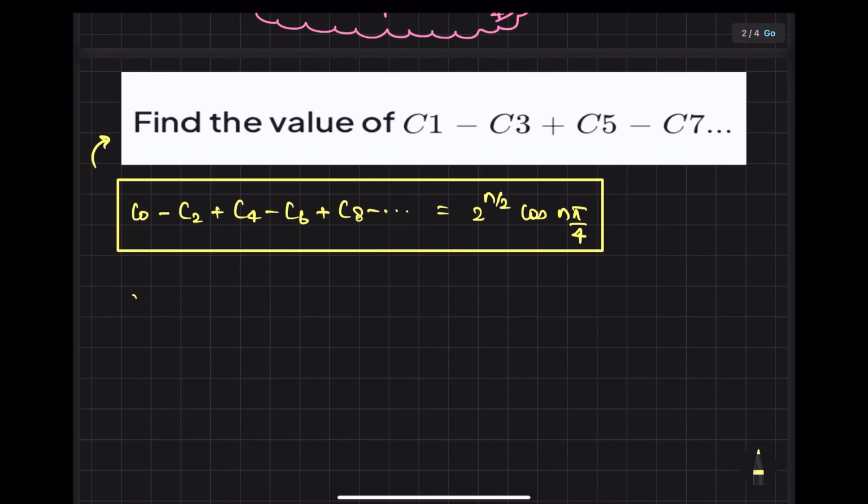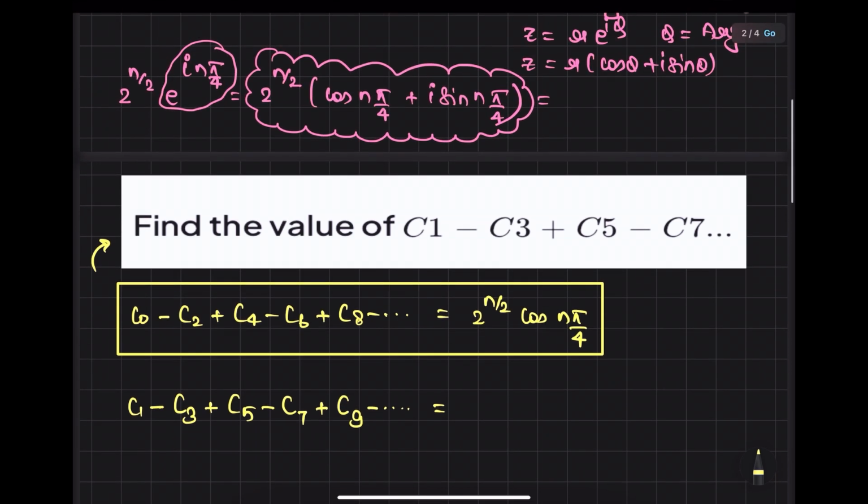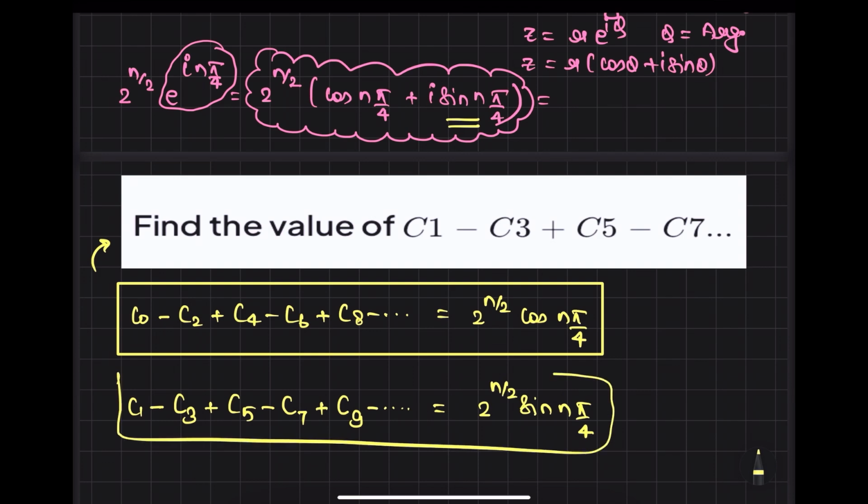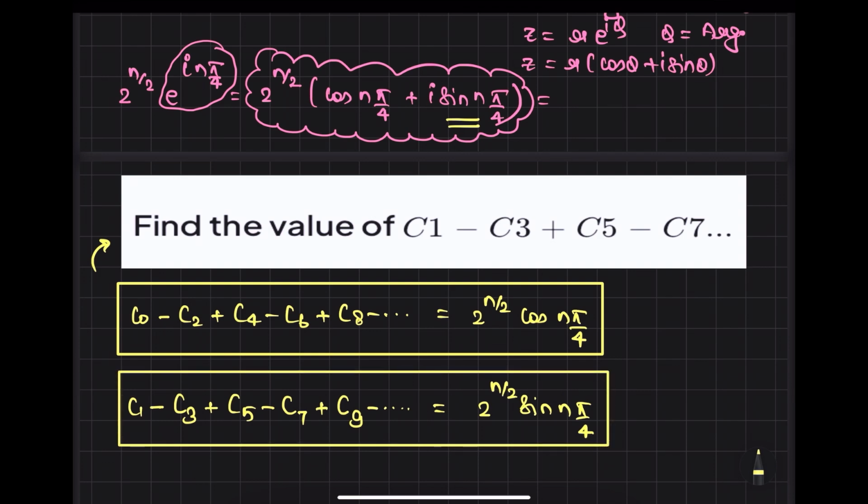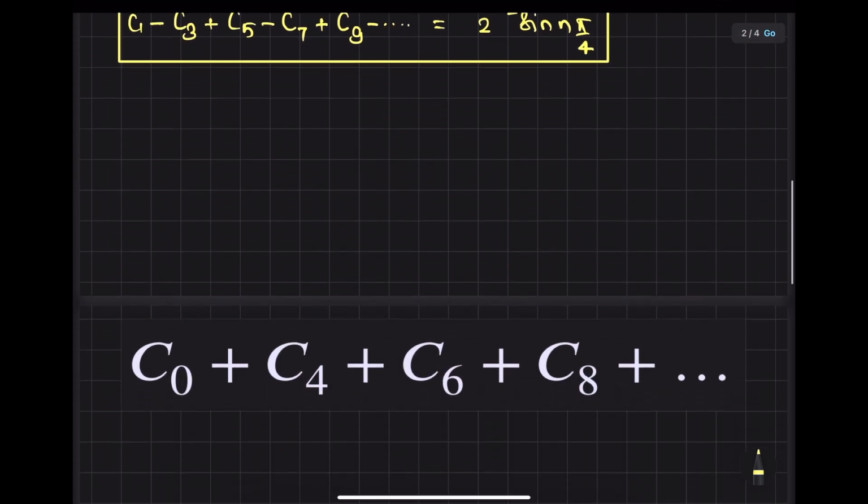The imaginary part. C1, C3, C5, C7, C9. Okay, so who is the imaginary part? Imaginary part is with sign. So 2 power n by 2 sine n pi by 4. So this is our imaginary part. Okay, I hope these two questions are clear.